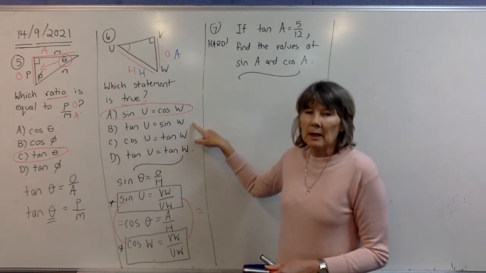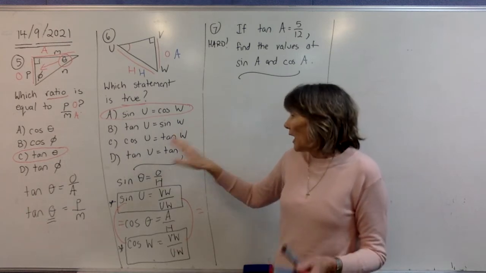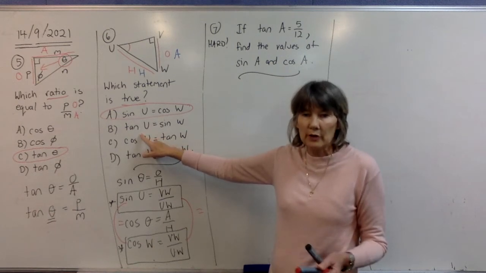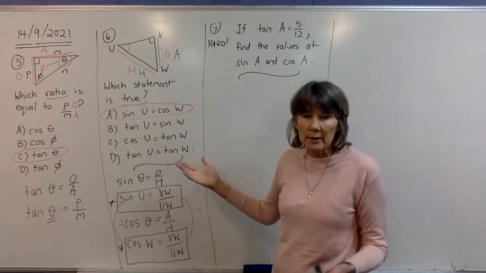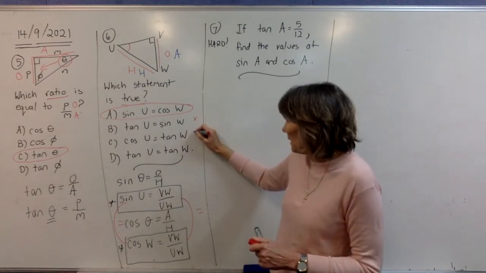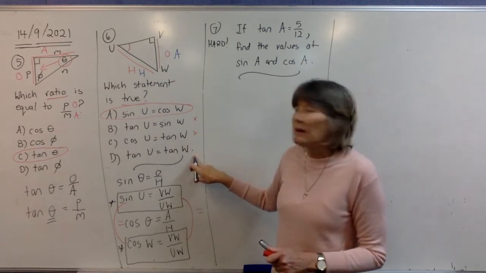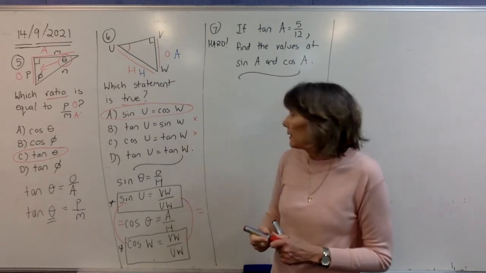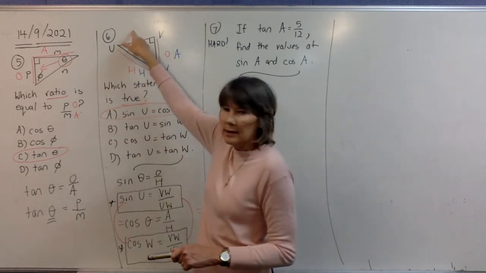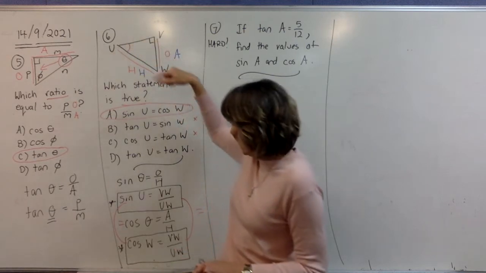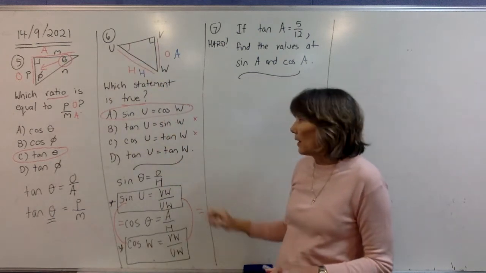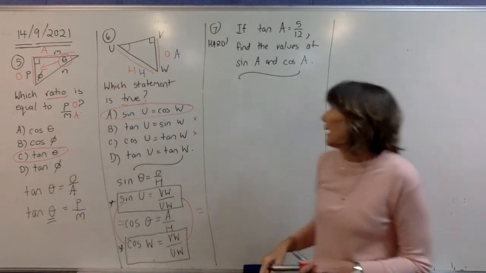It's never going to be anything to do with tan and sine or cos, because tan never involves the hypotenuse. It's opposite over adjacent. The sine and the cos always involve the hypotenuse. So it's never going to be something with tan mixing with anything. This, you might think, is a possibility, but if you think about it, tan of U is opposite over adjacent, right? Tan of W, the opposite side's the wrong way around. So that's not going to be right either. So your right answer did end up being A.